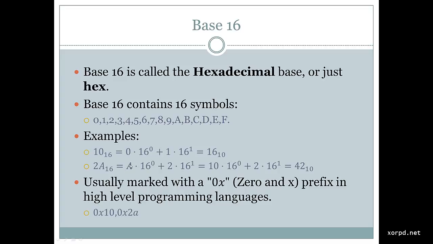Now you must be wondering, what is this A doing in here? Well, this A has the same role as the number 10. We could replace it by 10, so that's what we're going to do. And we get 10 times 16 to the 0 and so on. And eventually we get 42.